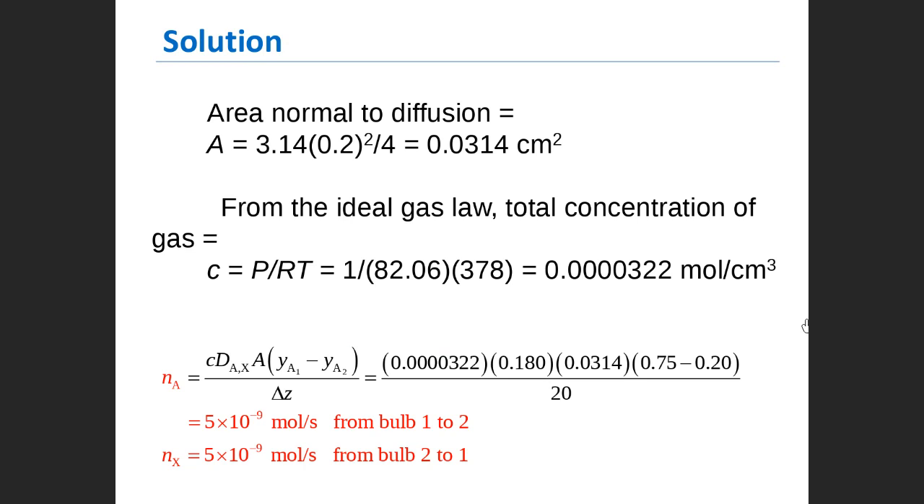Okay, how to approach this question? We have to use the equation which is at the bottom. You see the equation here, N_A. You see my mouse, yeah? Yes, doctor. Okay, great. So basically this one, N_A equals C D_AB A, delta y_A over delta z. From where did I get this equation?